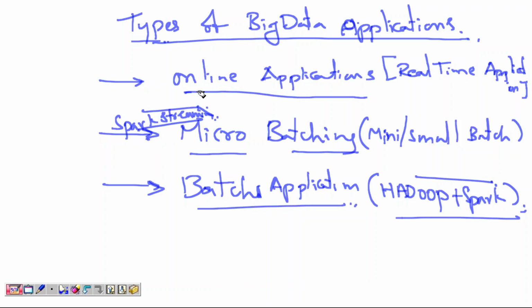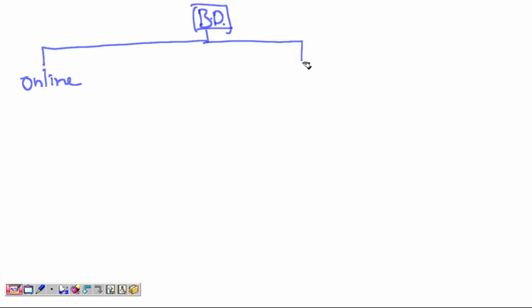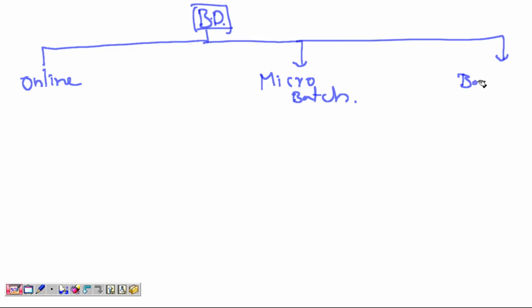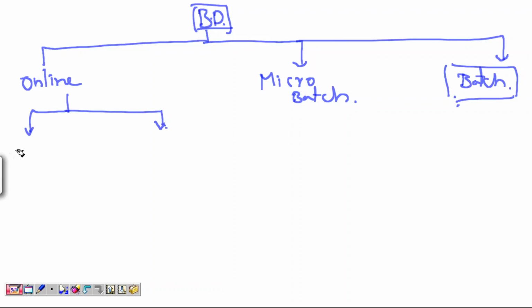To understand this, again I am coming to the online applications here. That means I am writing the picture like this, big data. The first one is online. This is micro batch. And final, the third one is batch. The place of Hadoop is batch only here. If it is online, you can classify this into two ways. One is transactional.